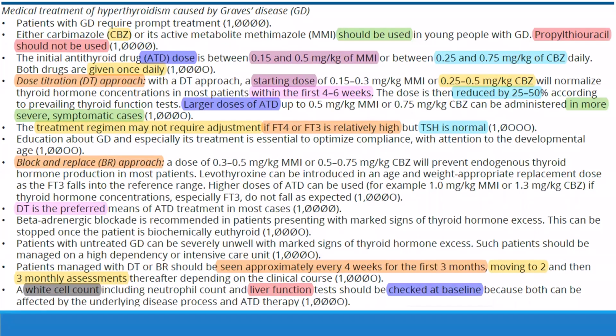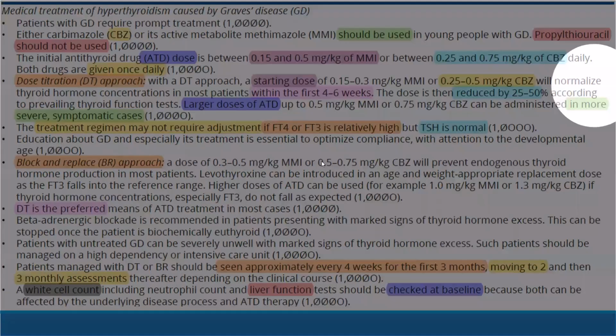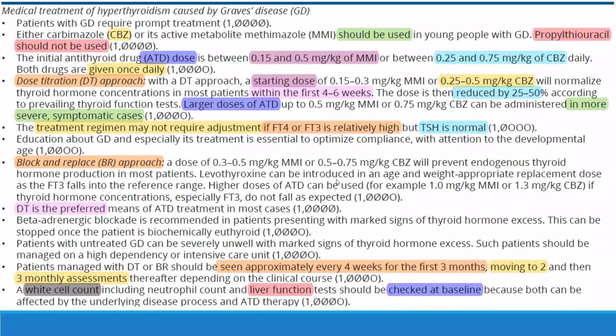A block and replace approach is not recommended because of more side effects. In this situation, we start with a larger dose of carbimazole, 0.5 to 0.75 milligram per kilogram, for about 1 month, and then we will introduce levothyroxine, which can be introduced in an age and weight appropriate replacement dose as the FT3 falls into the reference range.